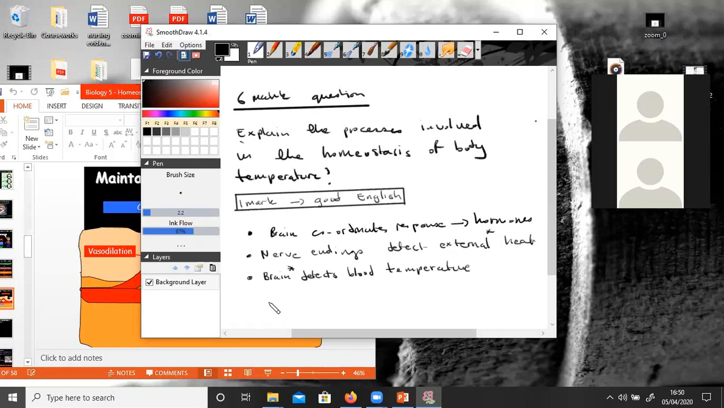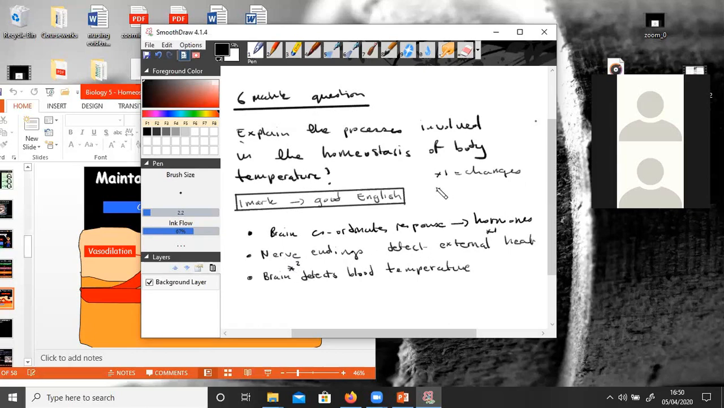Okay. So Yasser made 3 points here. He could have improved this one here. So we call that star 1, we call that star 2. Nerve endings detect external heat. At star 1, he could have written changes. Not just heat, the change in heat. Changes in heat.